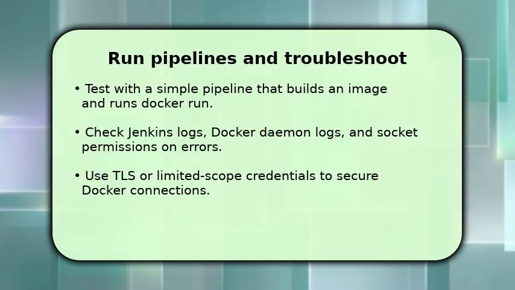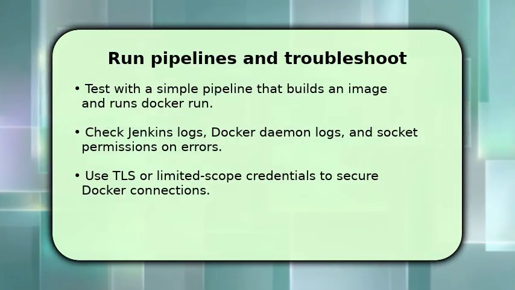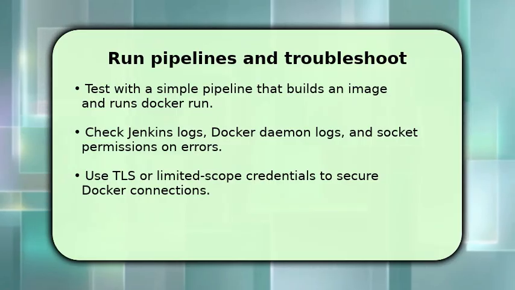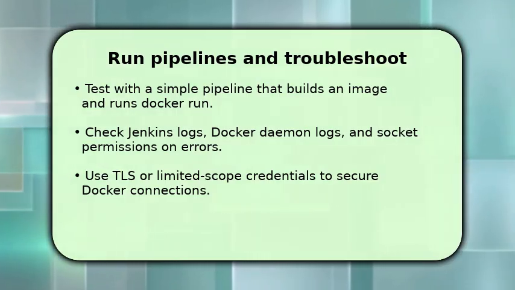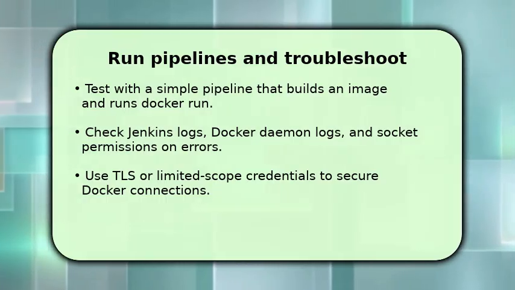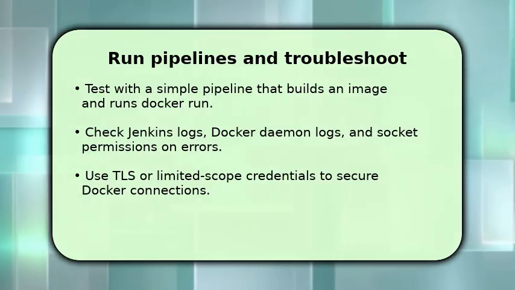Finish by creating a test pipeline that builds an image, pushes it to a registry, and runs a container. Run the job and watch the console output. Make sure image build, push, and container launch succeed. If things break, check common issues.